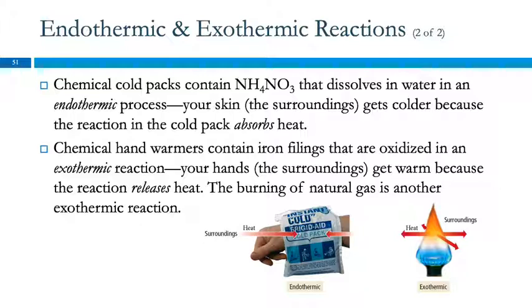And combustion reactions like burning natural gas, another example of an exothermic reaction. There's energy coming out of the reaction. It's not being created. It's just being transformed from one kind to another. There's energy coming out and being transferred to the surroundings as heat.